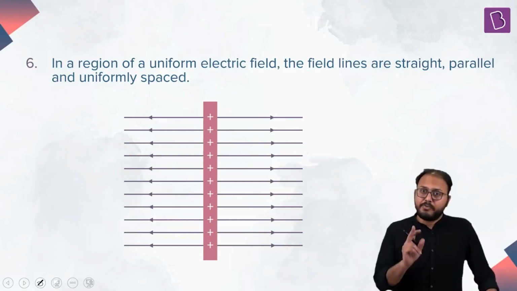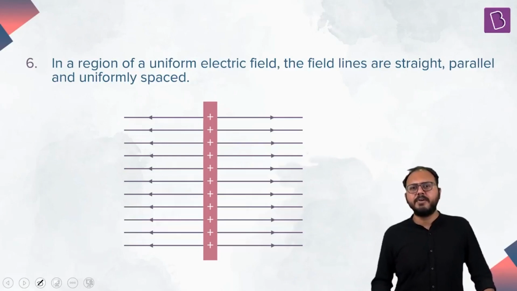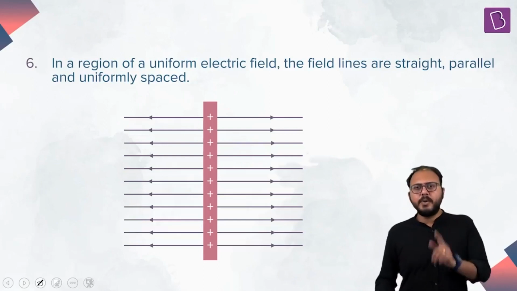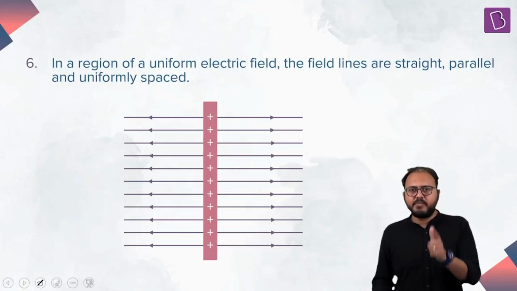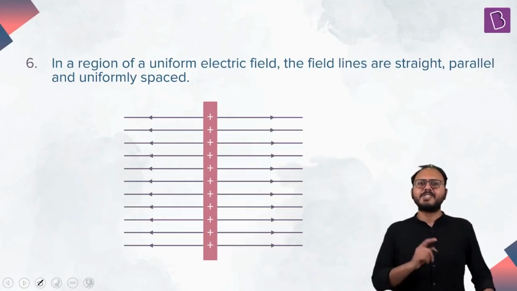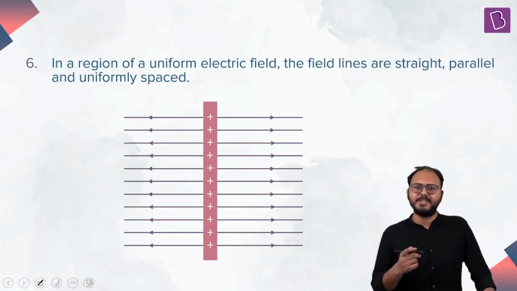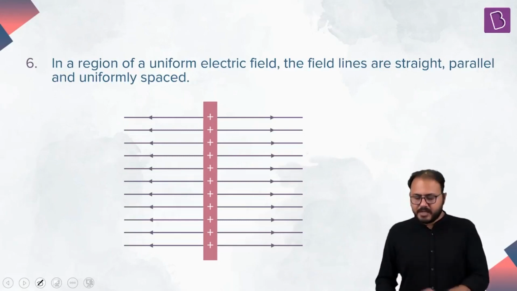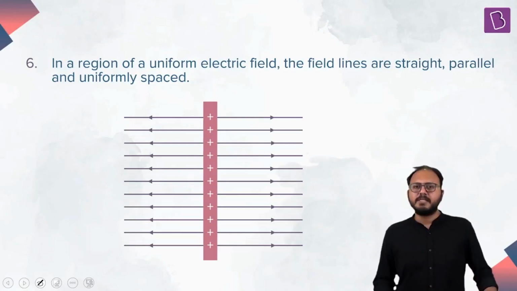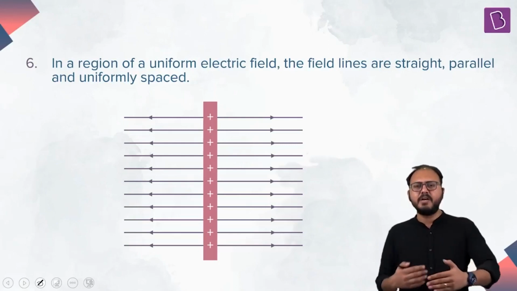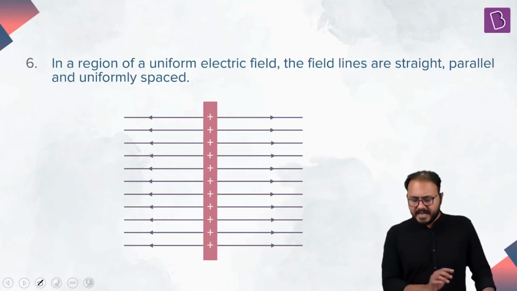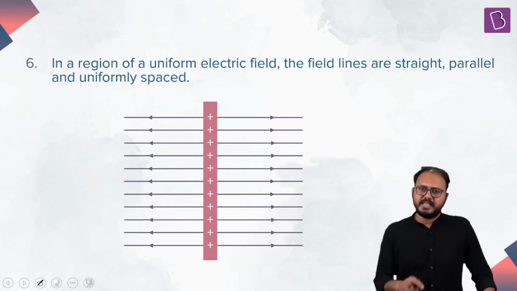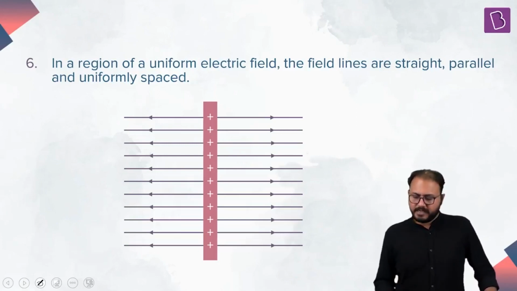In a region of uniform electric field, what is a uniform electric field? A region in which the magnitude and direction of electric field remains unchanged. Who does not produce a uniform electric field? Point charge. Remember, in a region of uniform electric field, the field lines are straight, parallel, and uniformly spaced. By looking at the diagram, I can see the density, the packing of the lines. Equispaced? Is there any change in that direction whatsoever? No. This is the best representation of uniform electric field. Right?